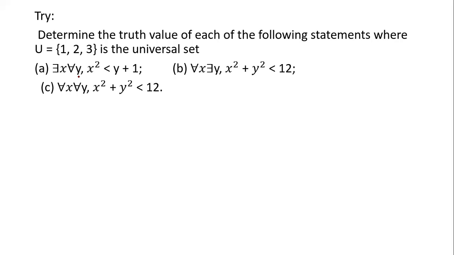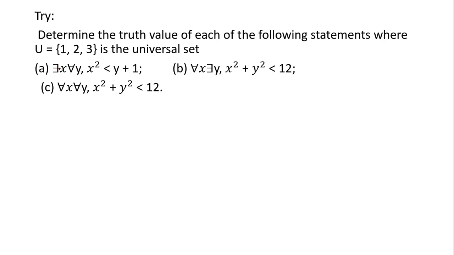There exists x for all y, x squared is less than y plus 1. True or false? I should leave it for you to go and try it. Sir, yes, please, because of the y, I am thrown off a little. So I don't know if you can work the A so that we see how the y and the x play.